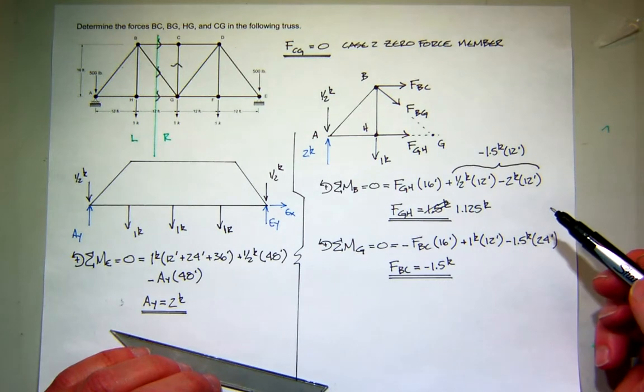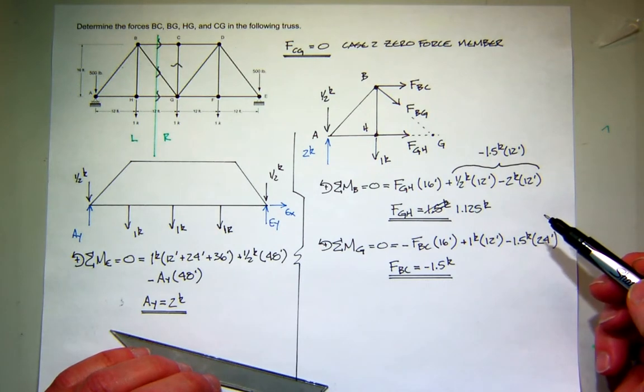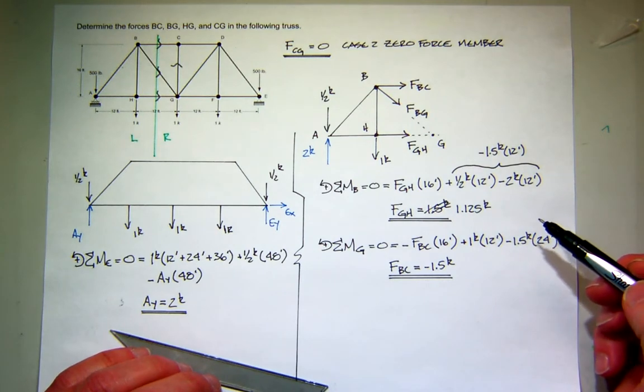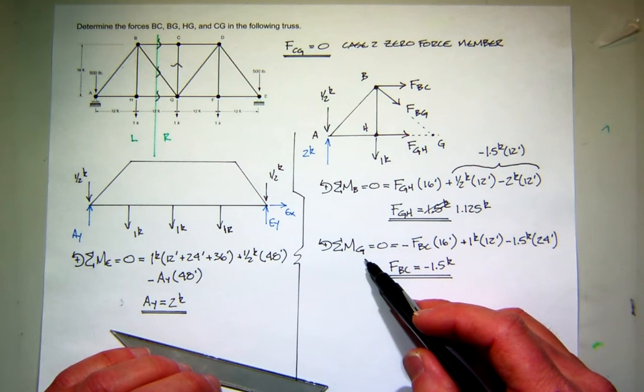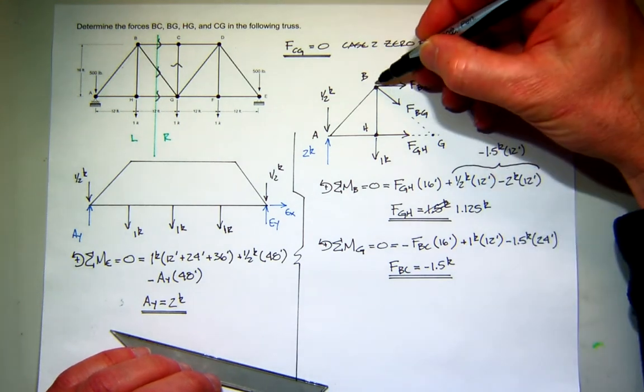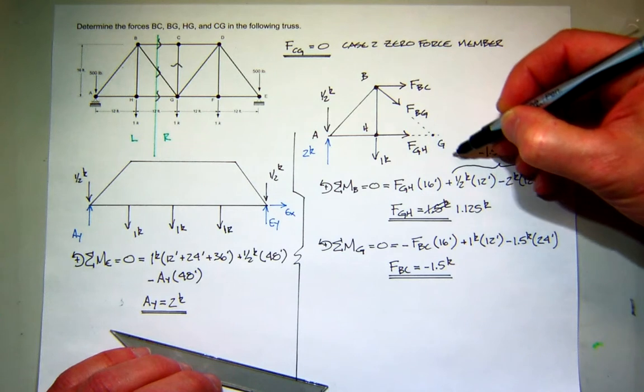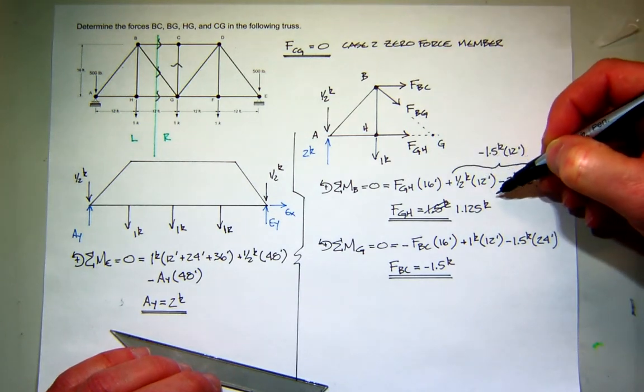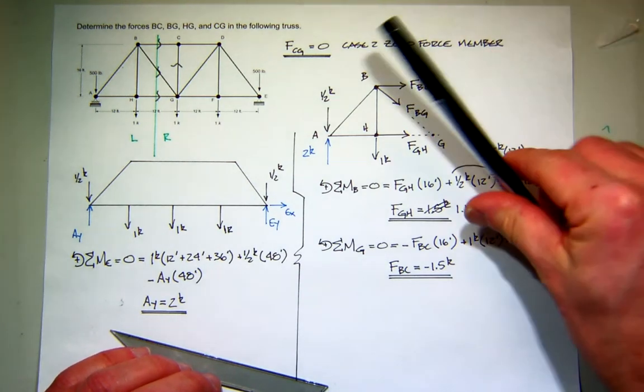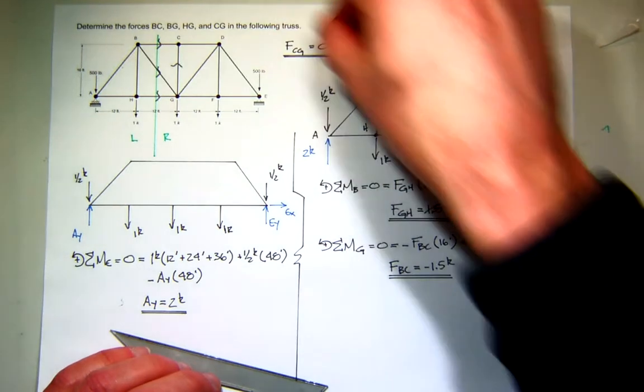Okay, when you're summing your moments about G, why do you not use FBG, in the Y direction or the X? Because FBG's line of action passes through G, so it creates no moment. Remember, FBG exists anywhere along that line of action.